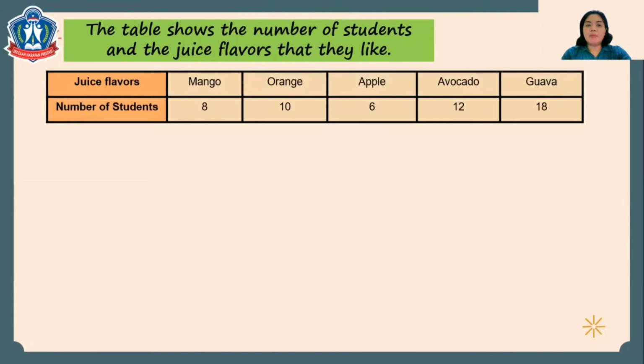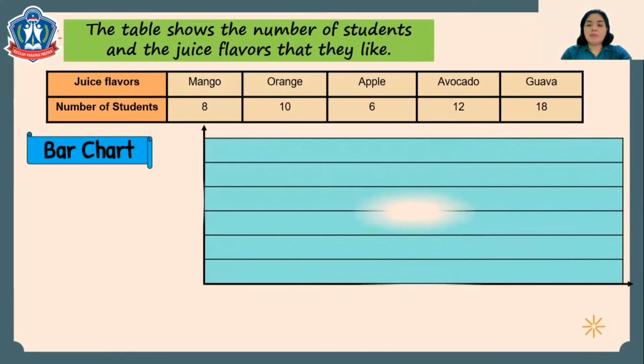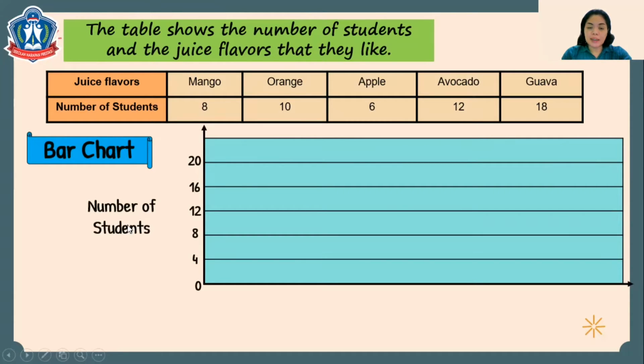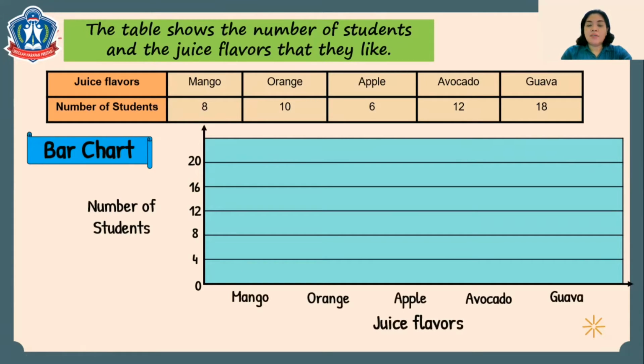So I have here a table showing the number of students and the juice flavors that they like. So as you can see, we have how many students like mango, orange, apple, avocado, or guava. Now, this data can be converted into a chart or a graph. Let's start with a bar chart. So this is a bar chart. Here, on the left side, in the vertical line, we have the number of students. And in the horizontal line are the names of flavors.